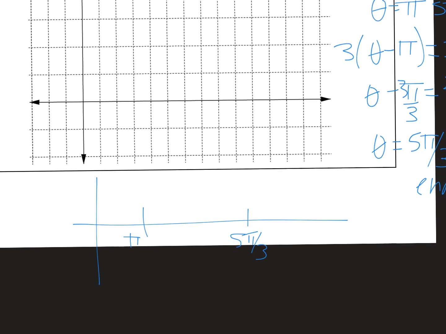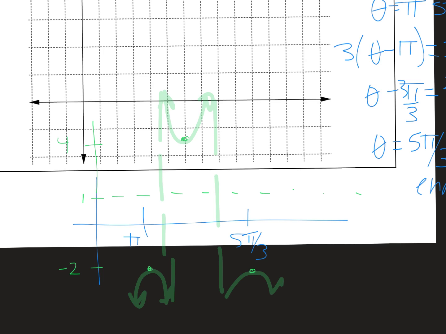So plus 1 is my midline. So my midline is going to be up 1. And then it's negative 3, so I'm going to go down from that. So that's down to negative 2. And negative 2. And I'm going to go up 3. So that's going to be at 4. My asymptotes, because this is the secant, my asymptotes are going to be halfway. So I'm going to have asymptotes halfway and halfway. And then I'm going to have a swoopy and a swoopy and a swoopy.